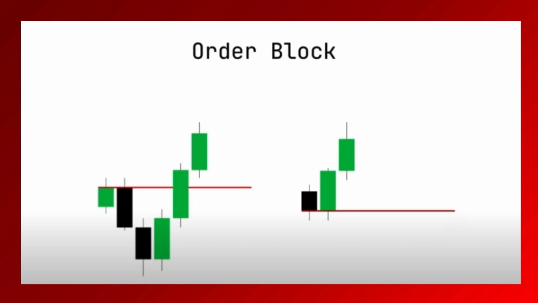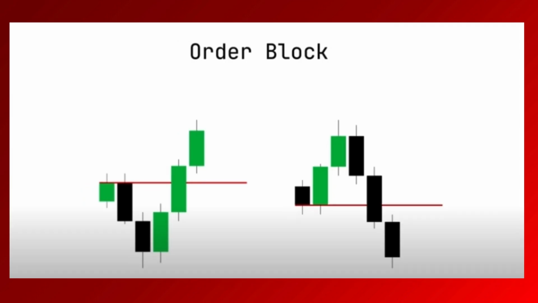The logic. Institutions can't fill massive orders all at once without moving the market against them, so they leave portions unfilled. When price returns to these levels, they complete their positions.